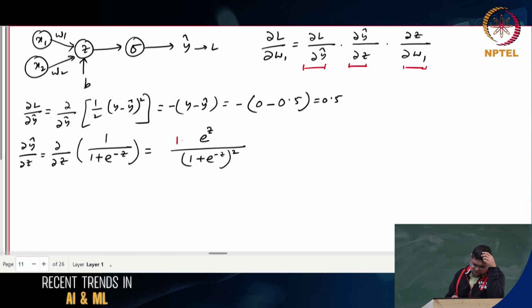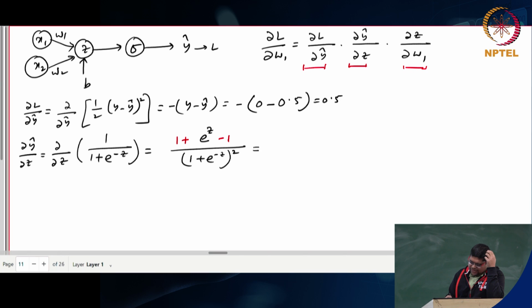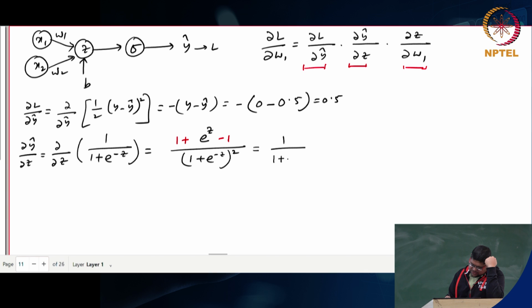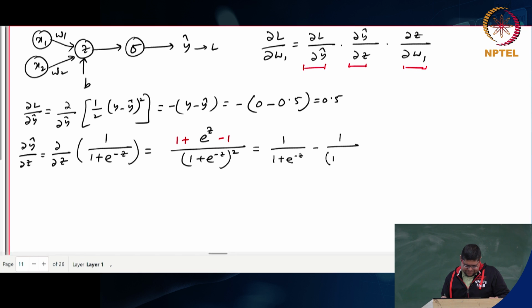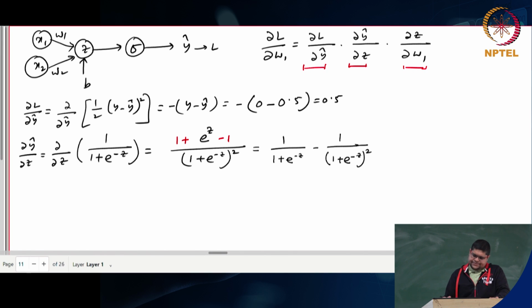So if I put this one, can I get this one, 1 by 1 plus e to the power minus z, then minus of 1 by 1 plus e to the power minus z whole square? Can you please quickly check?